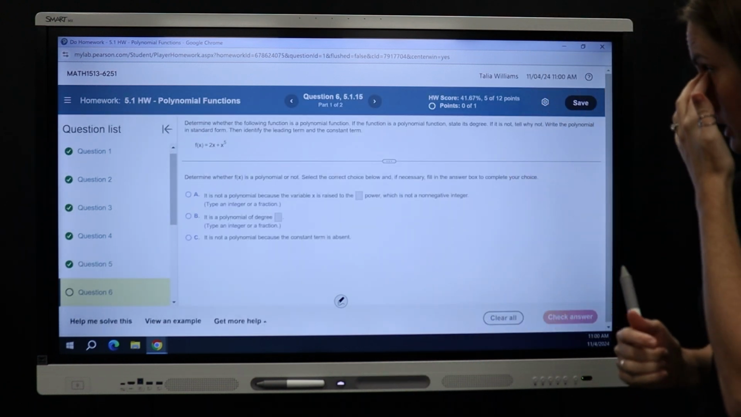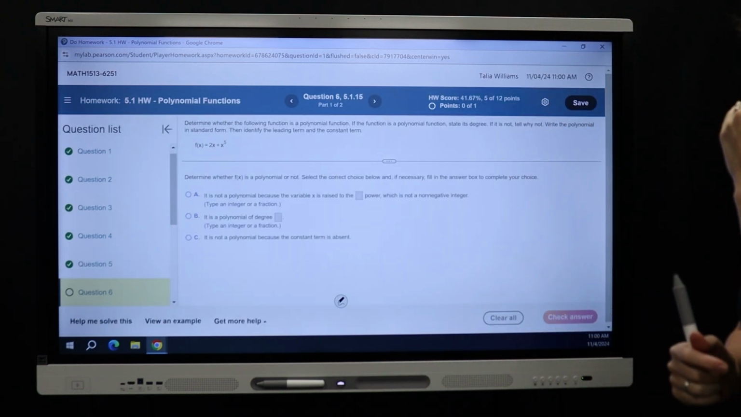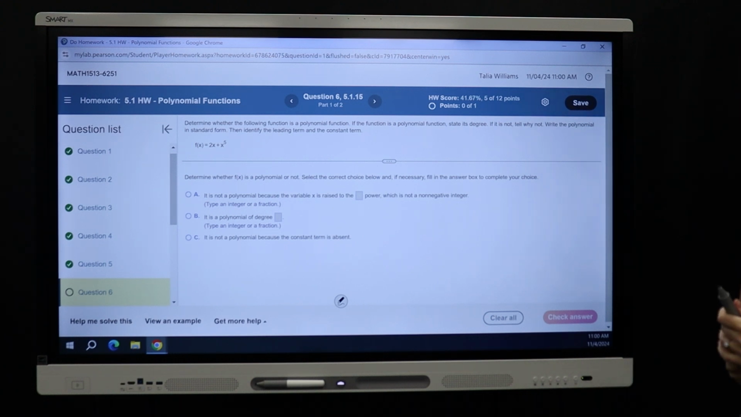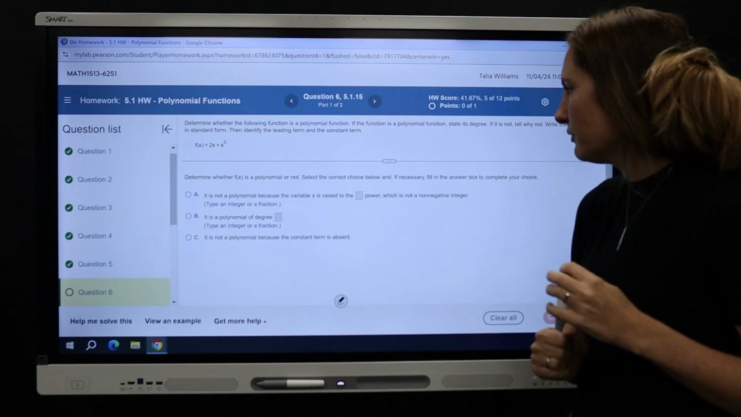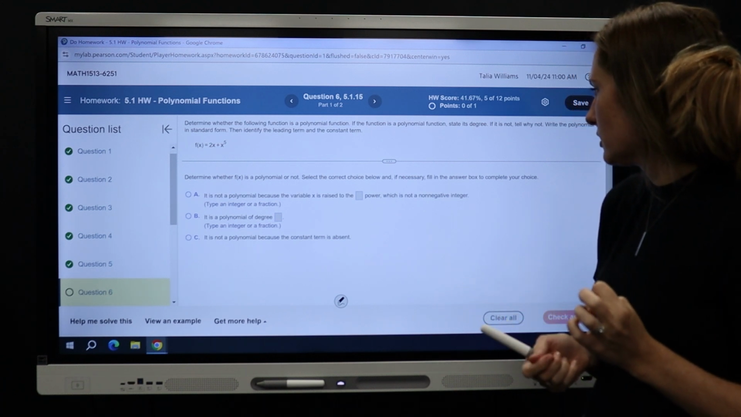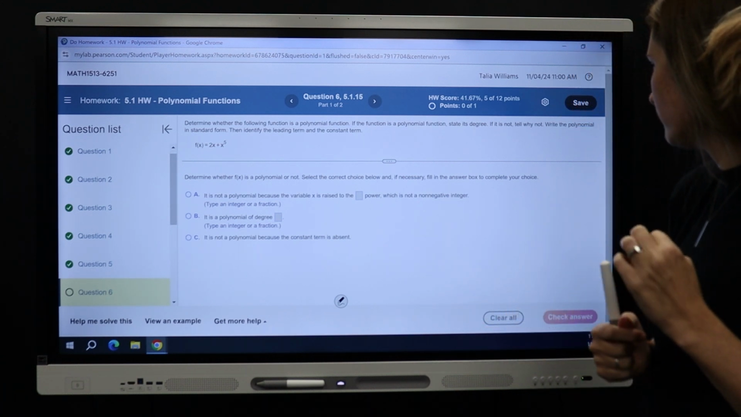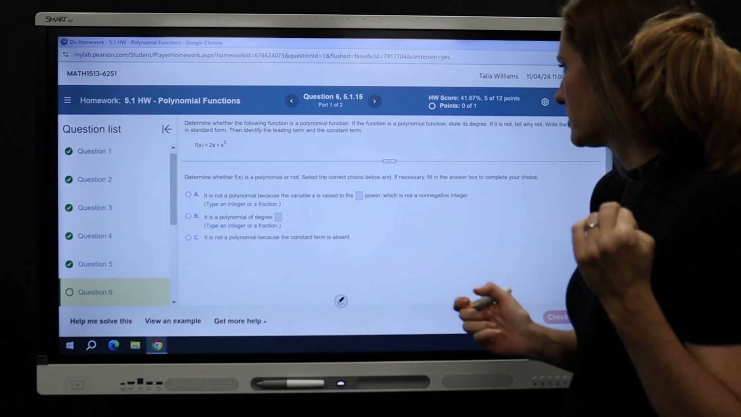I did all the definitions. Determine whether the following function is a polynomial function. If the function is a polynomial function, state its degree. If it is not, tell why not. Determine whether f of x is a polynomial or not. Select the correct choice below, and if necessary, fill in the answer box to complete your choice.